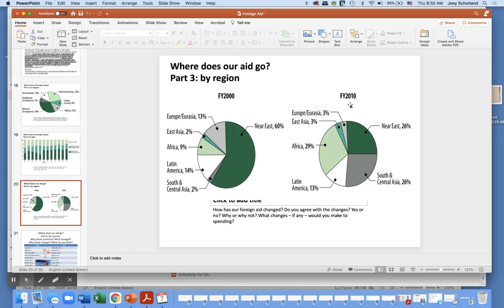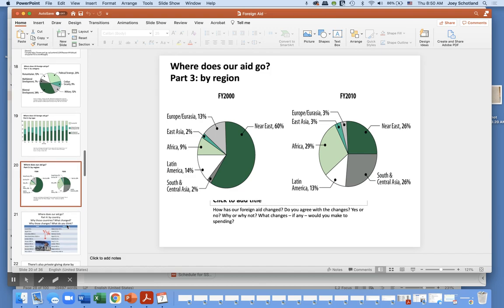So let's look at our foreign aid spending after that. How has it changed? Look at our spending to the Middle East. Look at our spending to South and Central Asia. That includes Afghanistan and Africa. What has been the big change in our foreign aid spending and why?